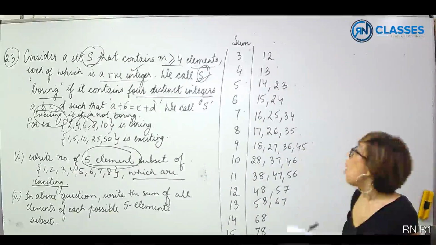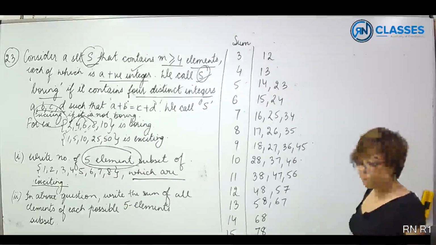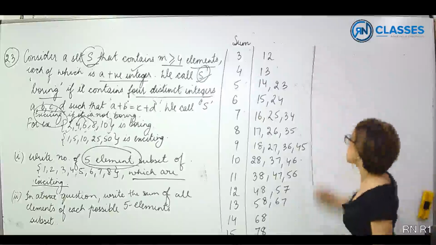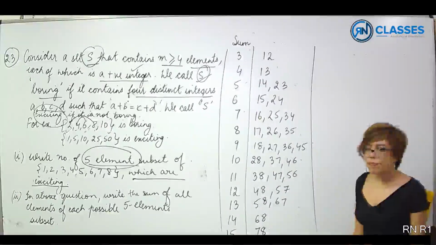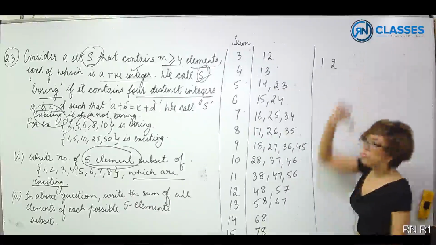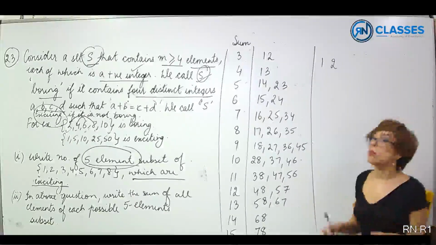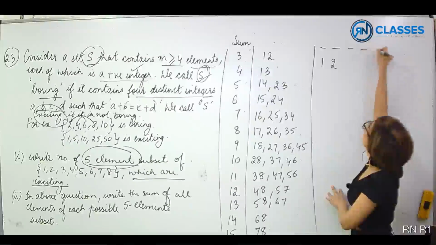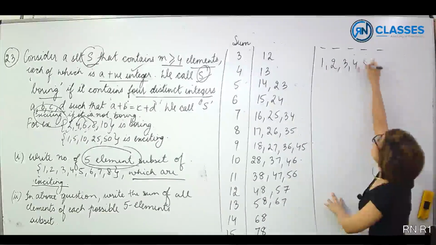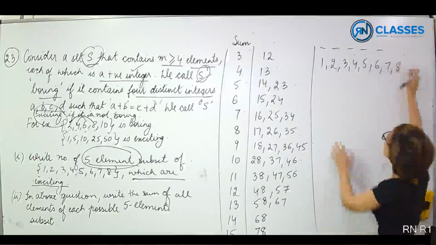Now, I have to find 5 element subsets. In fact, I need to find all of them. So let's start by making the cases. Let's start with maybe I have 1, maybe I have 2. Now I need to put in more numbers. First of all, 5 element subsets should be there. Also, let me write down the numbers: 1, 2, 3, 4, 5, 6, 7, 8. Out of these numbers I'll take.